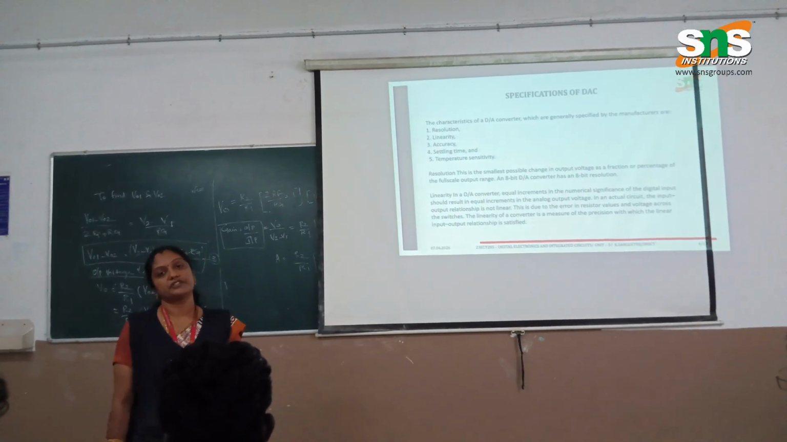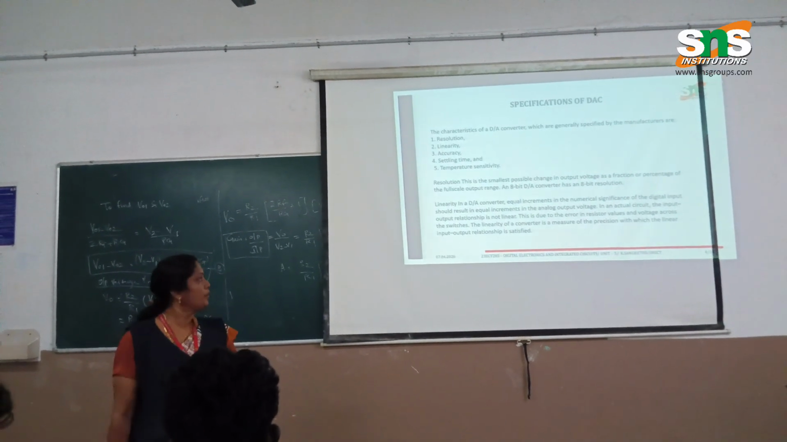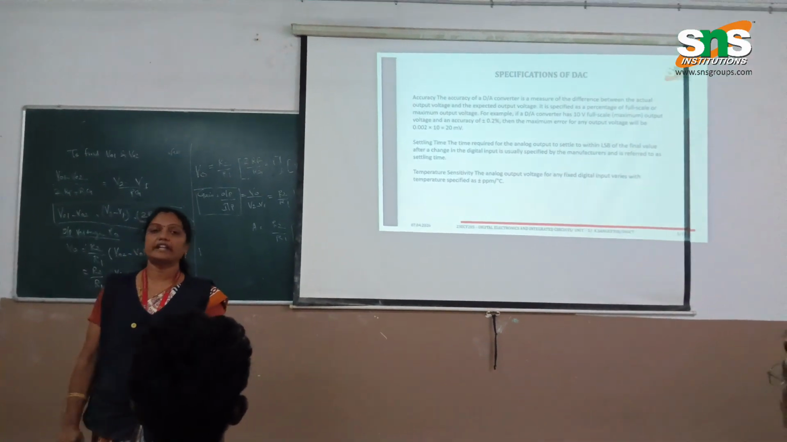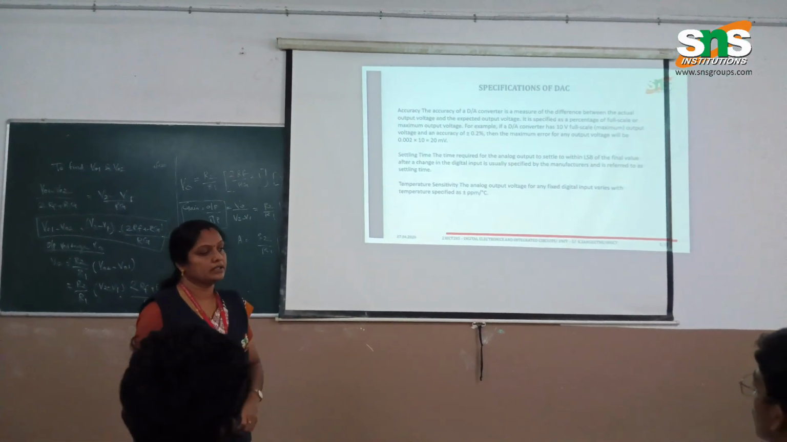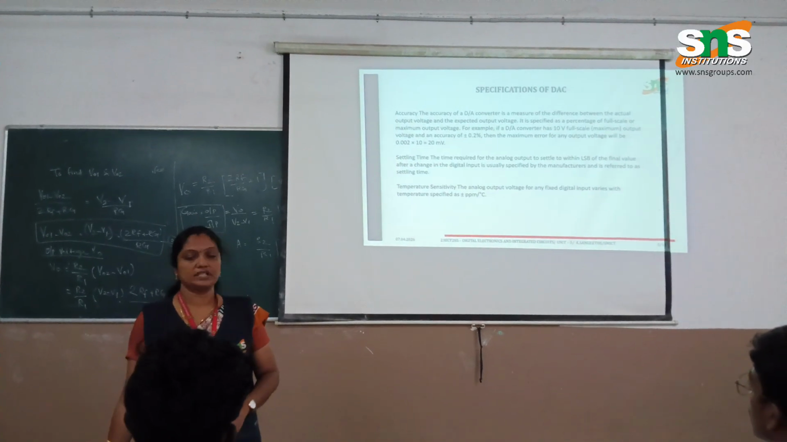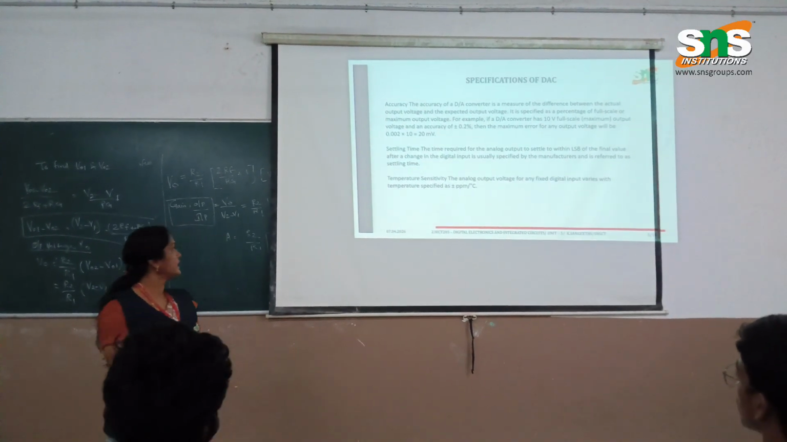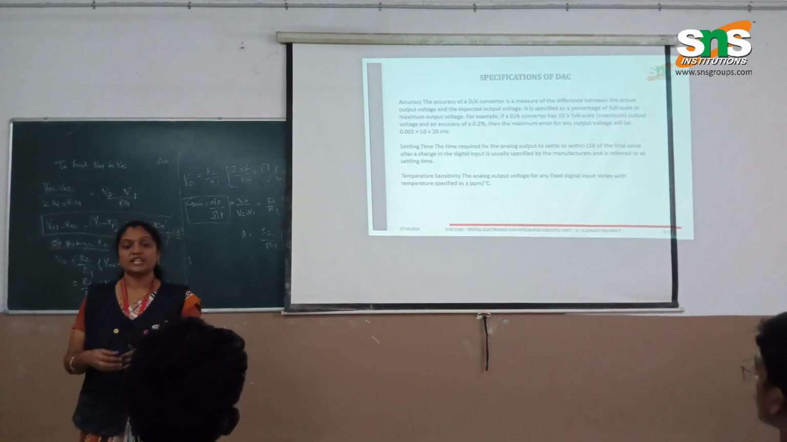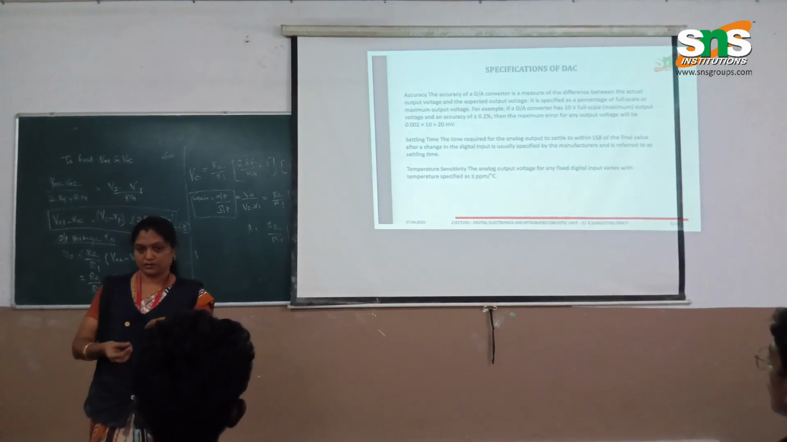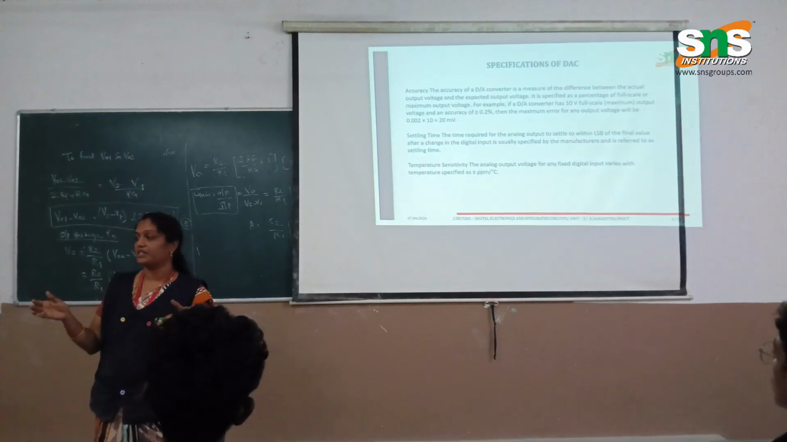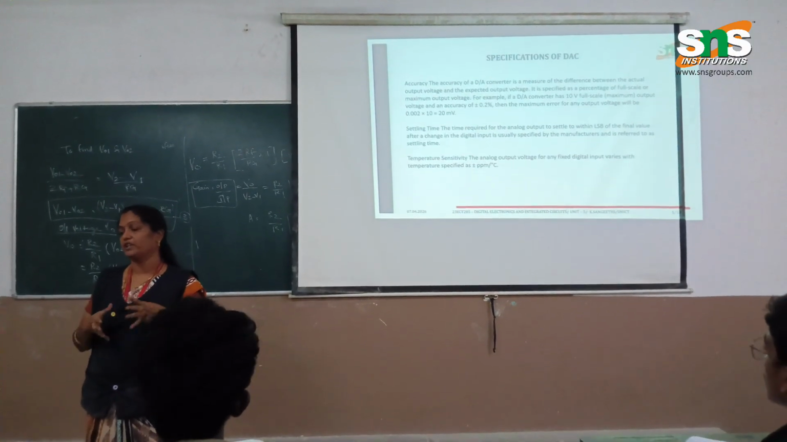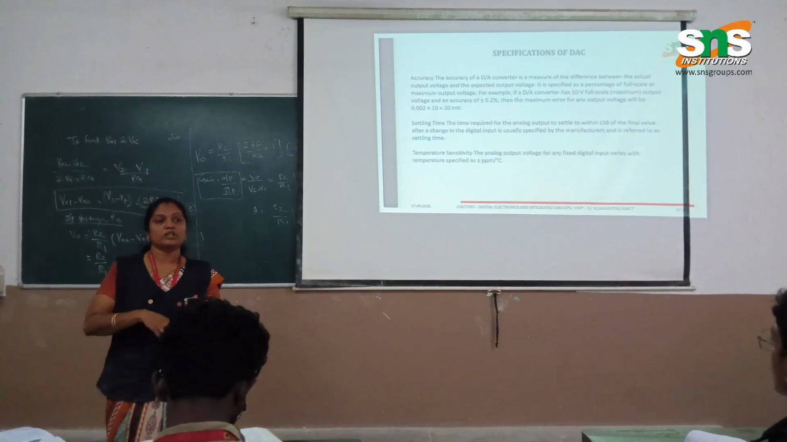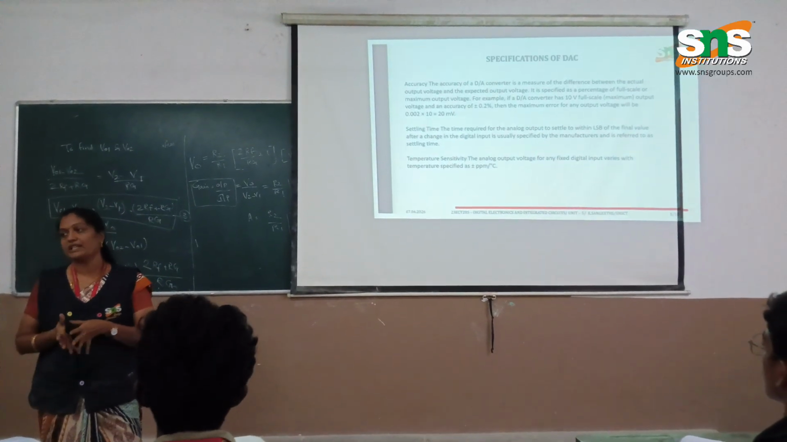So the accuracy percentage is 0.2 percent. For a 10 volt scale, the difference of output voltage is 20 millivolts. And the next one is settling time. Settling time is otherwise called conversion time. After applying the input voltage, how long it will take to convert the input signal. That is called settling time.